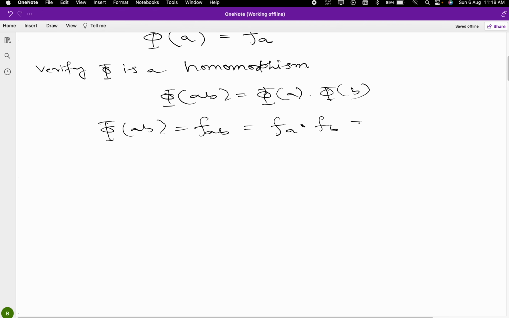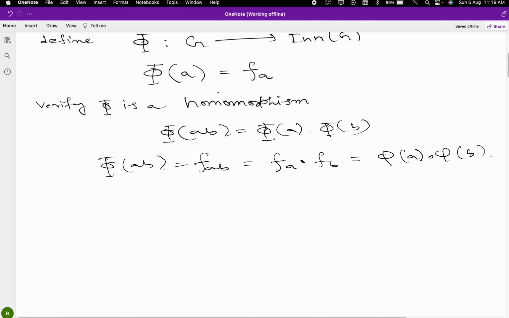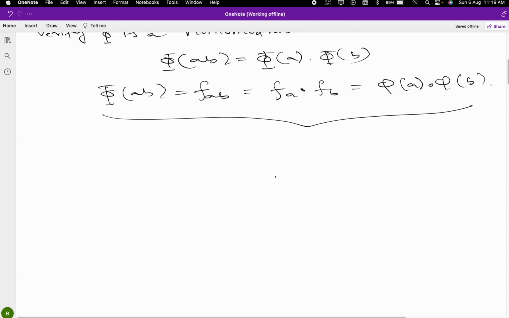This will be nothing but Phi of a composed with Phi of b. Of course this is composition: Phi of a is the map f_a. You just show this, and then you will be done with the homomorphism property.